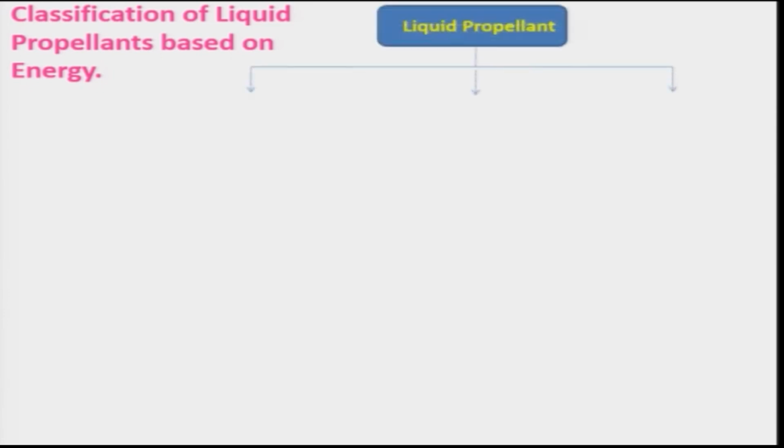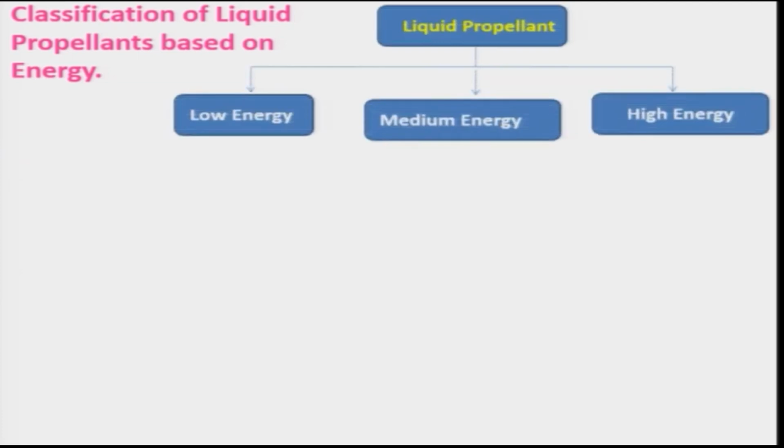So, we can now classify the liquid propellant based on energy. That can be divided into three categories: low energy propellant, medium energy propellant, and high energy propellant. Generally, energy means how much energy will be released per unit mass of the propellant, but it will be interesting to look at it in terms of specific impulse instead of energy.